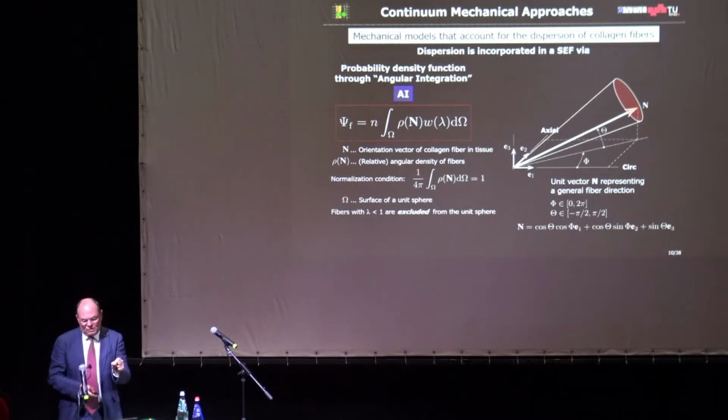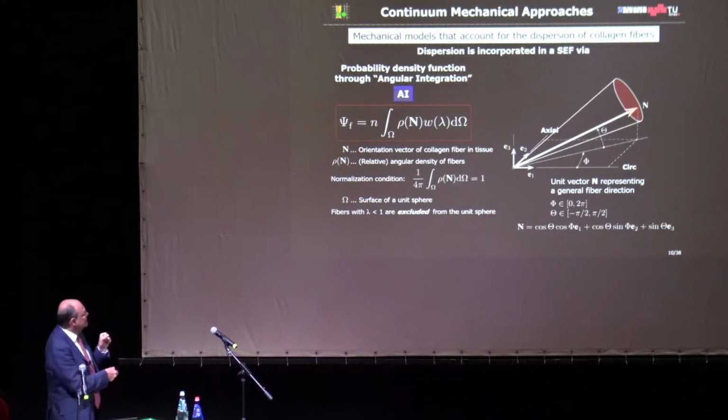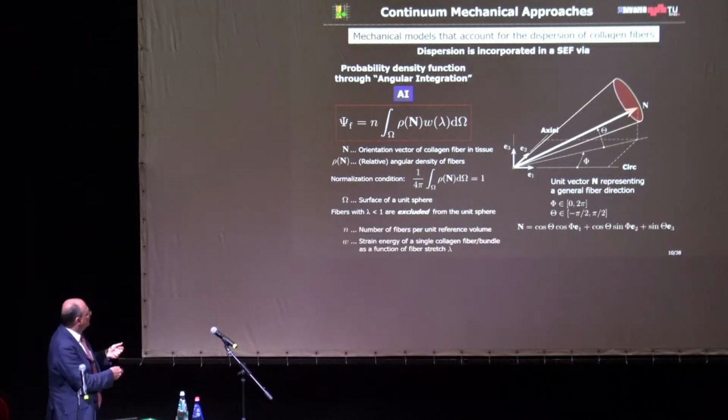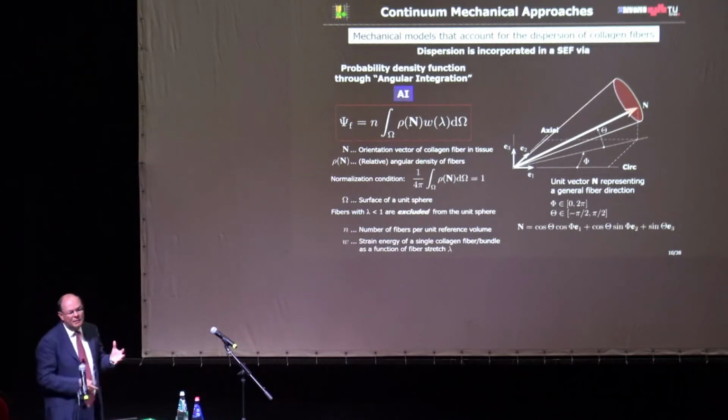Okay? If the stretch lambda is smaller than 1, then we have compression, and we assume that this fiber does not bear any load, does not store any energy. That means this is 0. We just exclude that from the unit sphere. And then the N here is the number of fibers per unit reference volume, and this is, again, the strain energy. So this is one approach.